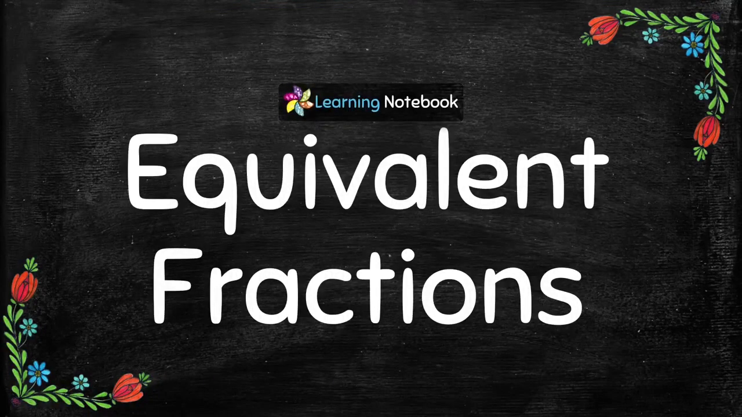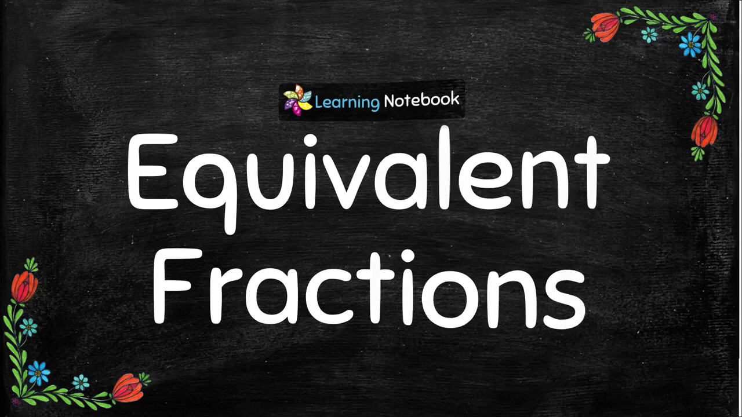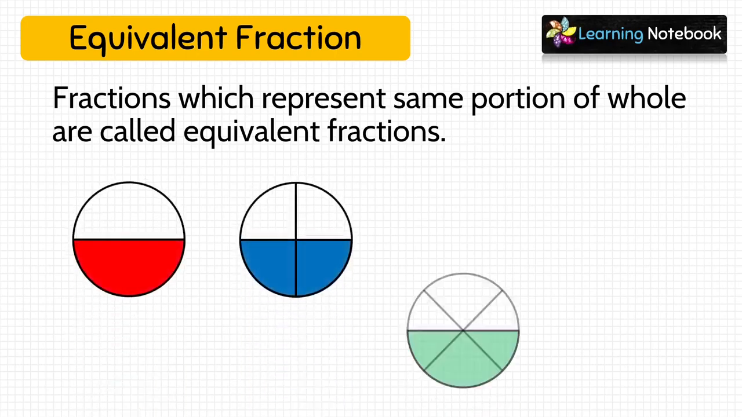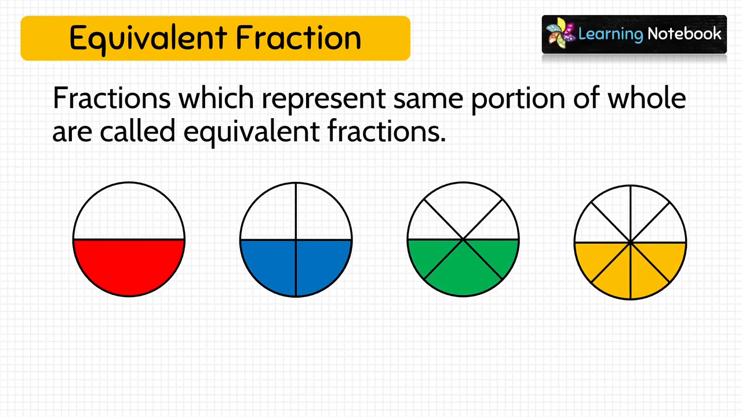Now our next topic is equivalent fractions. Fractions which represent same portion of whole are called equivalent fractions. Let's understand it with the help of an example. The fraction for the shaded part in first circle is 1 by 2. The fraction for the shaded part in second circle would be 2 by 4.